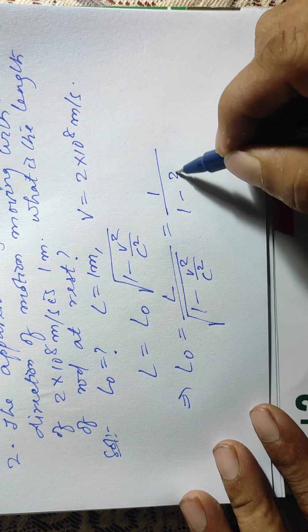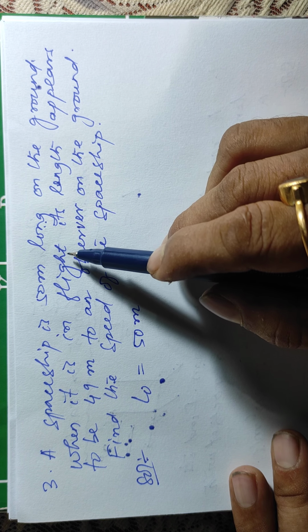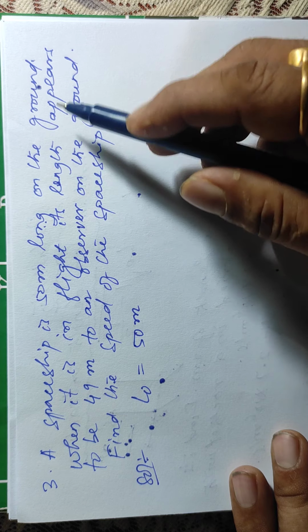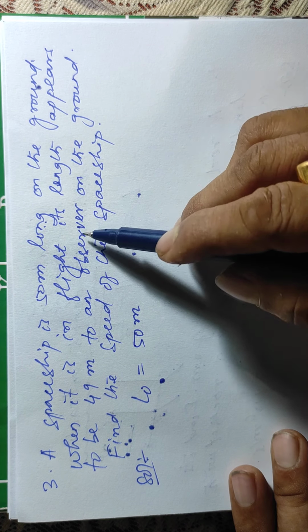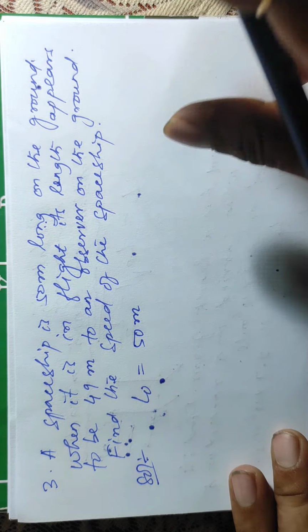Clear? That means L0 is equal to 50 meter. When it is in flight, its length appears to be 49 meter to an observer on the ground. That means when it is in motion, its length appears to be 49 meter. That means L is equal to 49 meter. That means the length contracted.